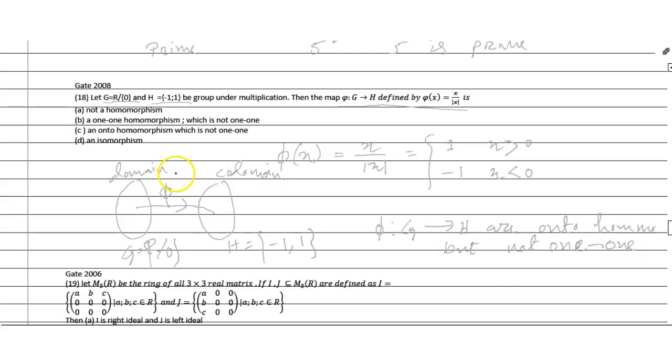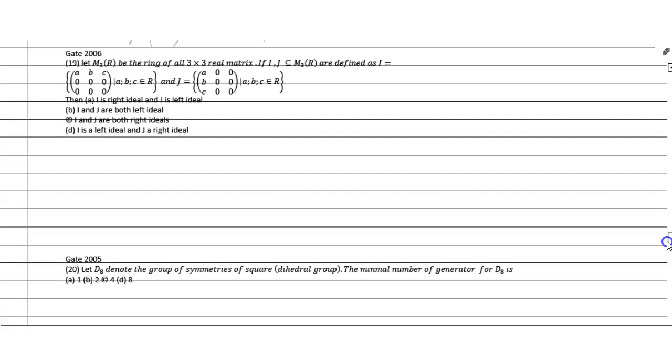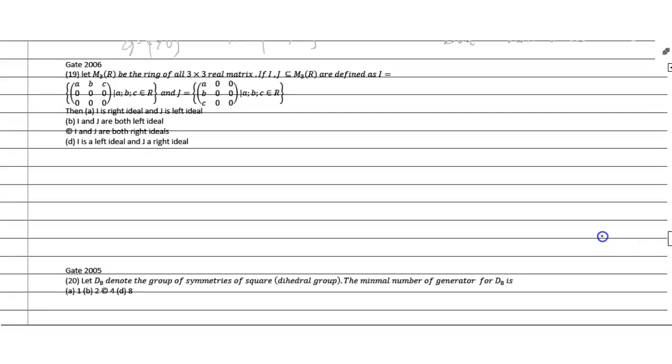So the answer is C, an onto homomorphism which is not one-one. Let's solve another problem, friends.